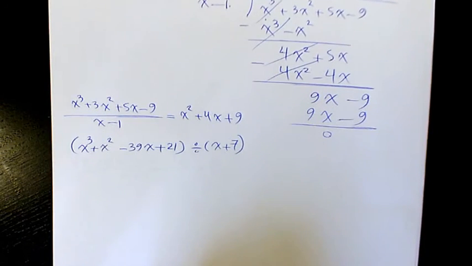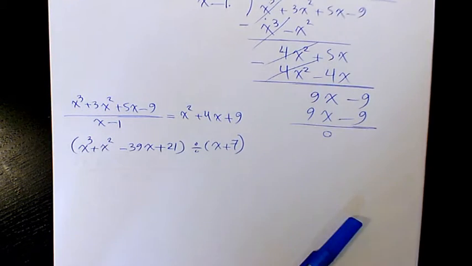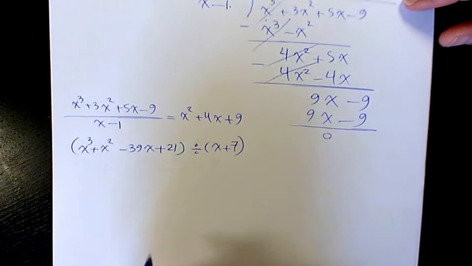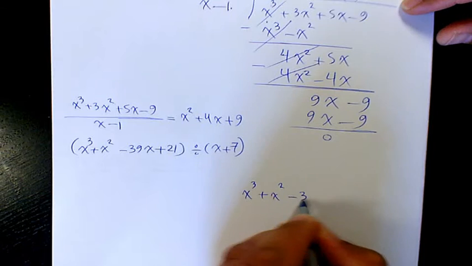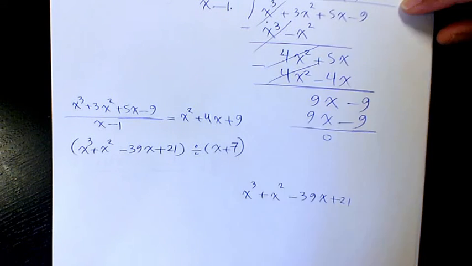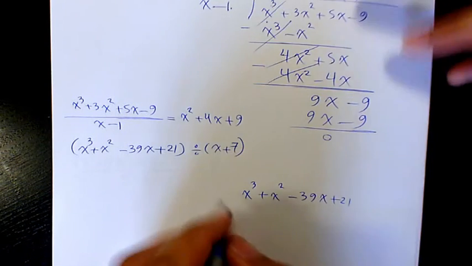Next example. So now this one, x cubed plus x squared minus 39x plus 21 divided by x plus 7.